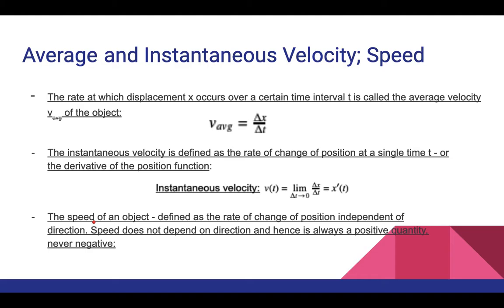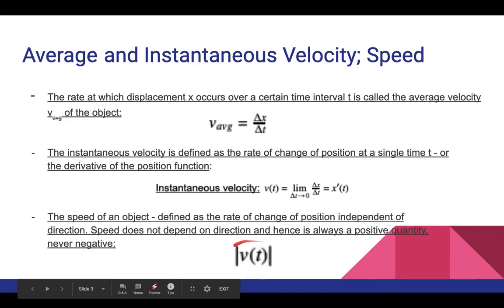The idea in physics is that whereas velocity has a direction, because it depends on displacement, again giving us the direction that we travel, the speed of an object does not depend on direction. It's defined as the rate of change of position independent of direction. As a result, speed will always be a positive quantity, never negative. So in order to obtain speed, we need to mathematically make sure that our velocity is always positive. The equation for speed is obtained by just taking the absolute value of our velocity function. And that's all we have to do for speed.